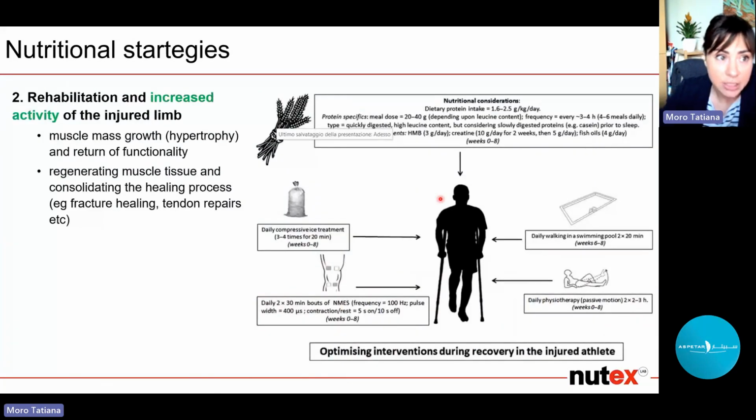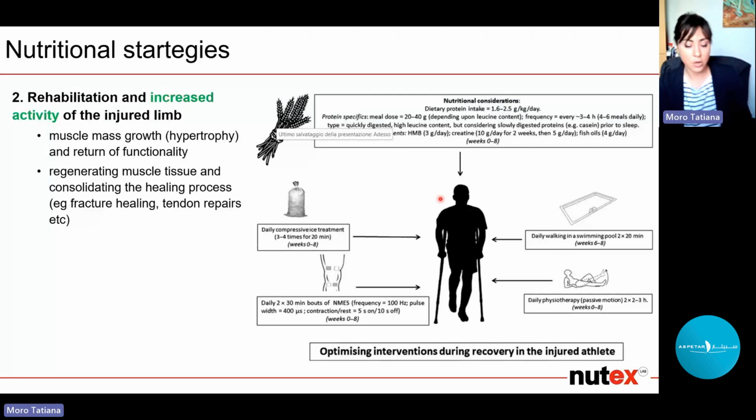Finally, in the last stage, the rehabilitation, we say that the goal is to promote muscle hypertrophy, and we already said that this is not the case with time-restricted eating. So in the rehabilitation or the return to play, we have to have an ample protein and energy intake, and time-restricted eating is not the strategy that can help our athletes to improve again their muscle gain. So it's not the best way to help our athlete.